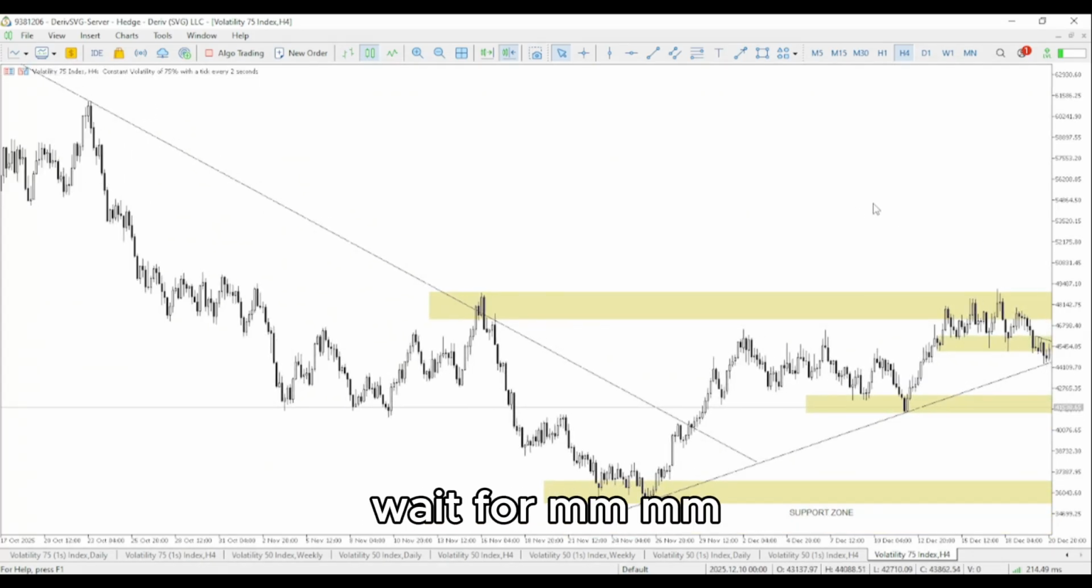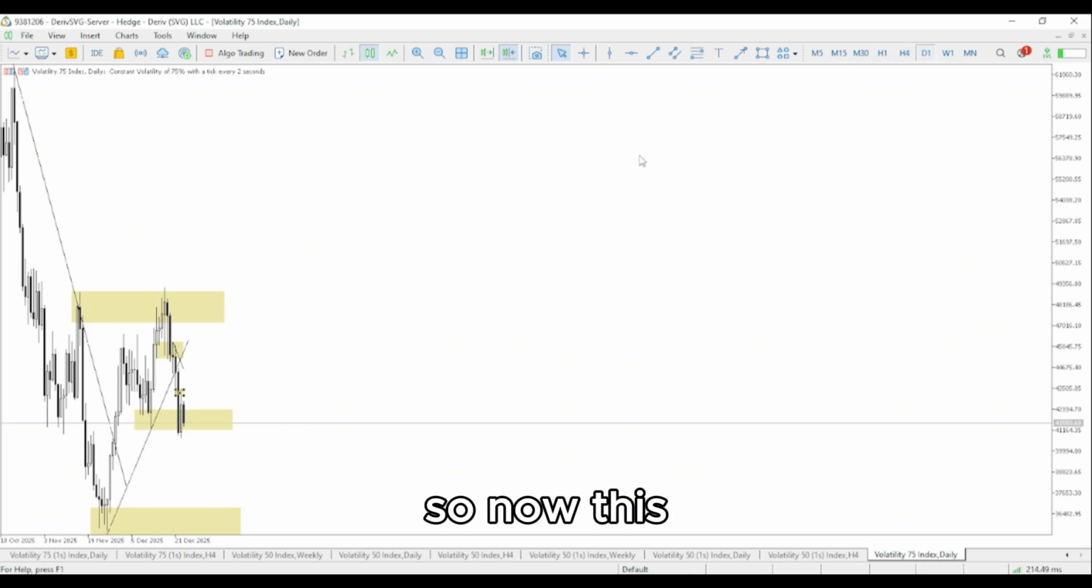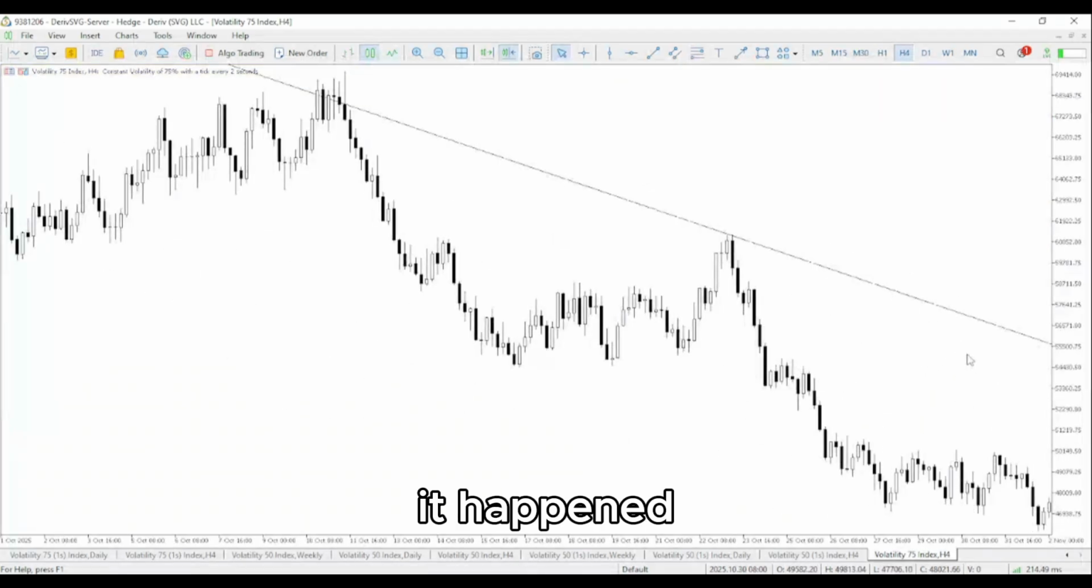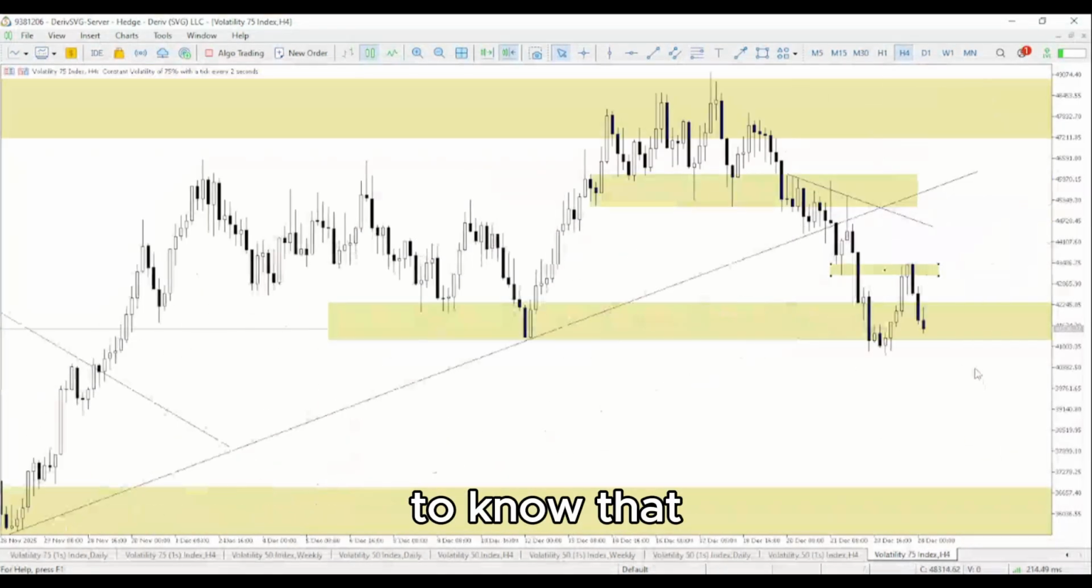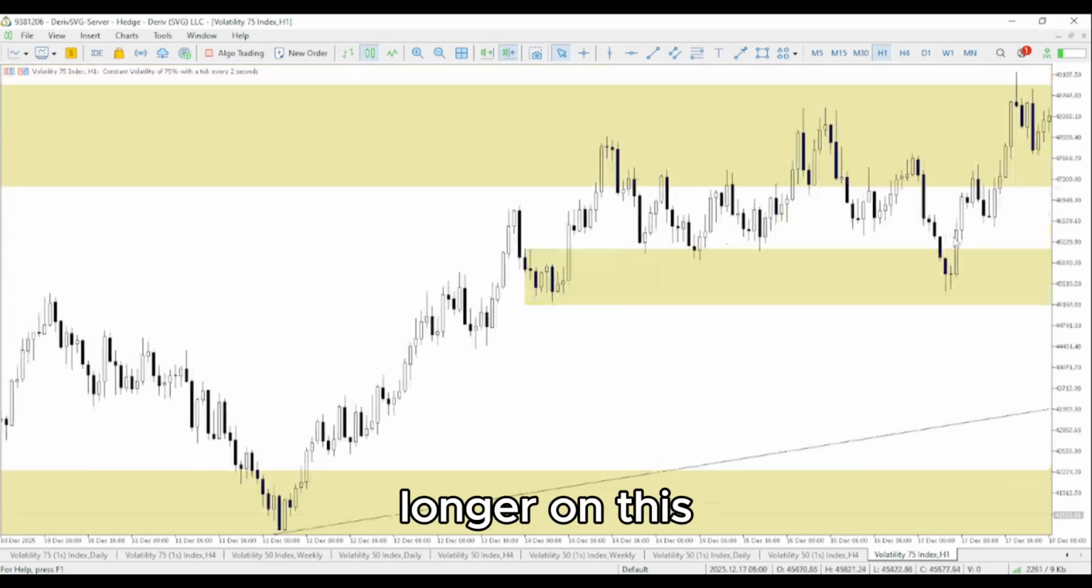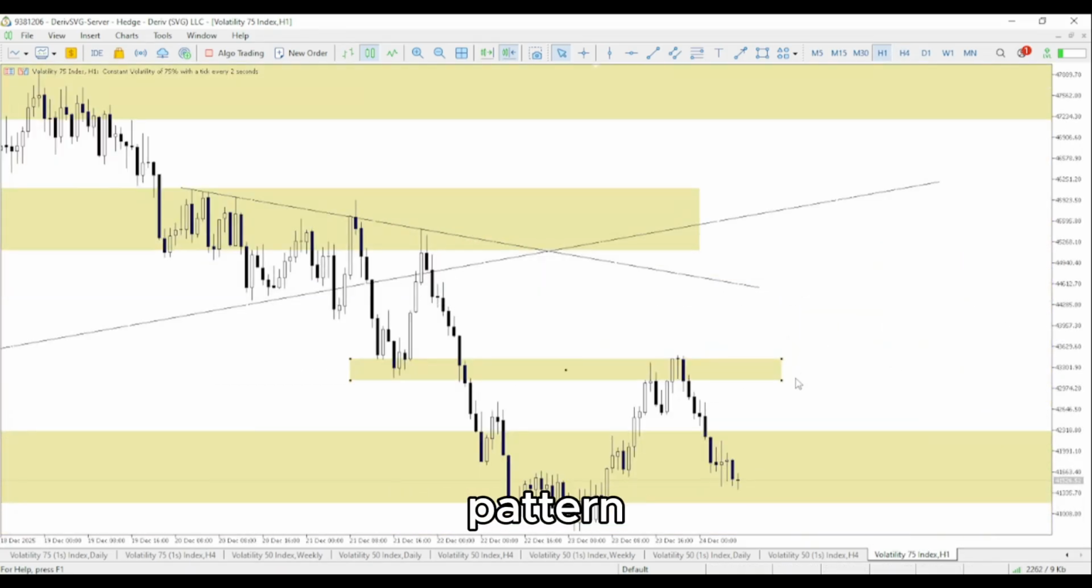You have to wait for confluence. You have to wait for a new character to form. You understand? So now you go to the daily time frame where price broke out of this trend line. This is a change of character. You understand? For the market to do this is a change of character. So if you can know a change of character when it happens, it will give you the ability to know that, okay, the market is no longer on this trend. The market is no longer on this pattern anymore. It has changed pattern. It has changed its own behavior.